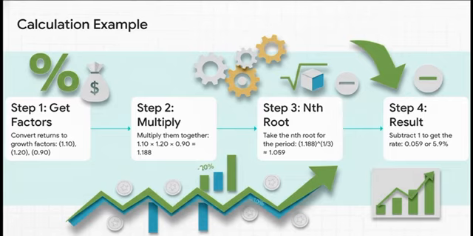Let's use the exact same numbers as before: 10%, 20%, and negative 10%. First, we turn them into growth factors: 1.10, 1.20, and 0.90. Multiply them out, you get 1.188. Since it's 3 years, we take the cube root of that, which is about 1.059.